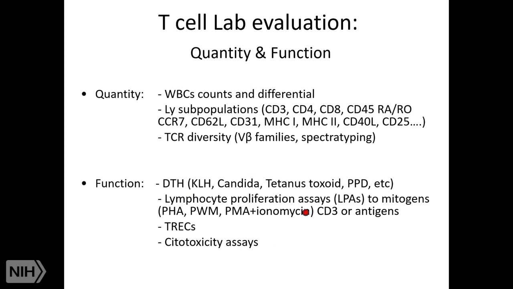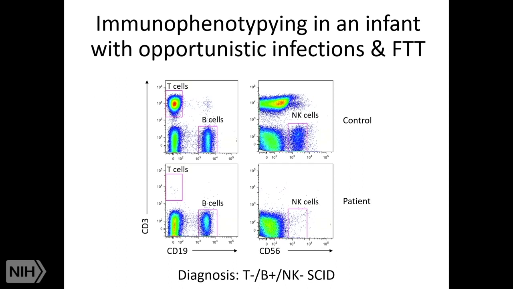Now we move to something that's more standard, like lymphocyte proliferation, TREC, T-cell receptor excision circles, and cytotoxicity assays that we'll discuss now. So here we have another patient that's going to trigger the discussion of how we evaluate the immune system. Here is an infant with opportunistic infections and failure to thrive. Here you're using CD3 on the y-axis, CD19 as a marker of B cells, CD56 as a marker of NK cells. You can see here the control individual.